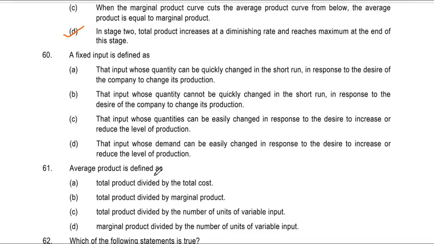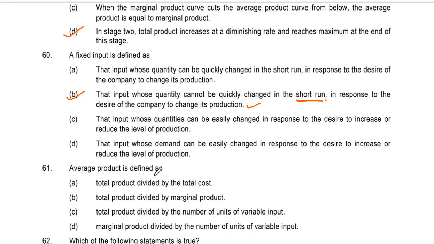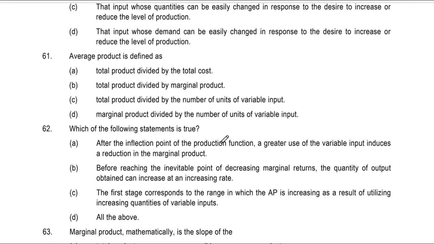The fixed cost is defined as B, the input whose quantity cannot be quickly changed in the short run. So in the short run, you can't change the fixed cost, but yes, we can change the variable cost in response to the desire of the company to change the production. Fixed cost can't be changed, but variable cost could be changed. So the answer is 60B. Let's see question number 61 now.